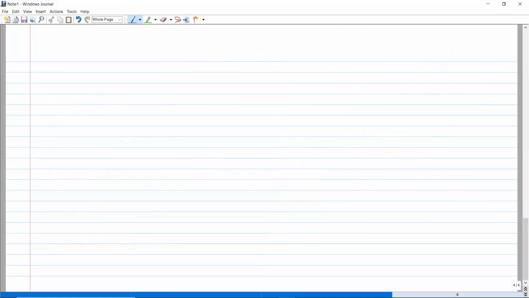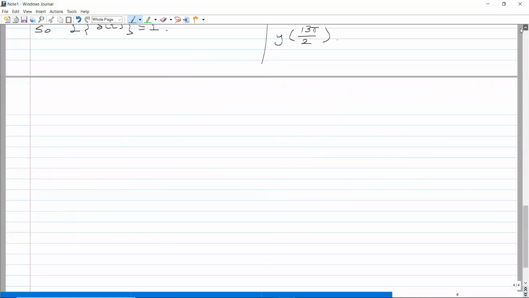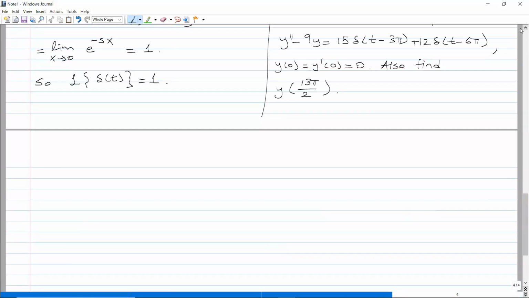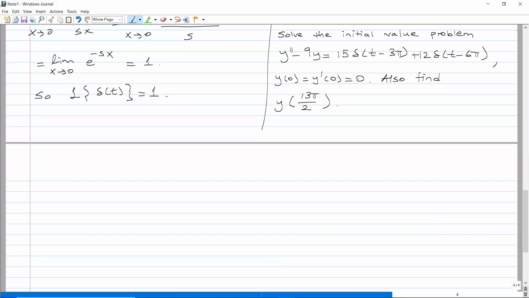Okay, so to solve this, we apply the Laplace transform to both sides. So the Laplace transform of y double prime minus 9y equals the Laplace transform of 15 delta of t minus 3 pi plus 12 delta of t minus 6 pi. All right, so what is the Laplace transform of y double prime?